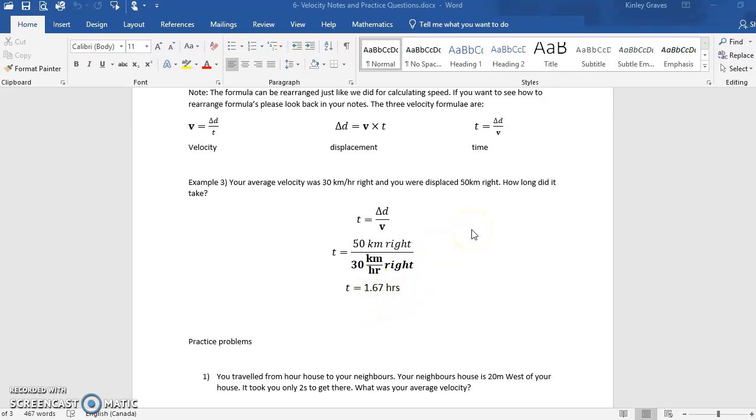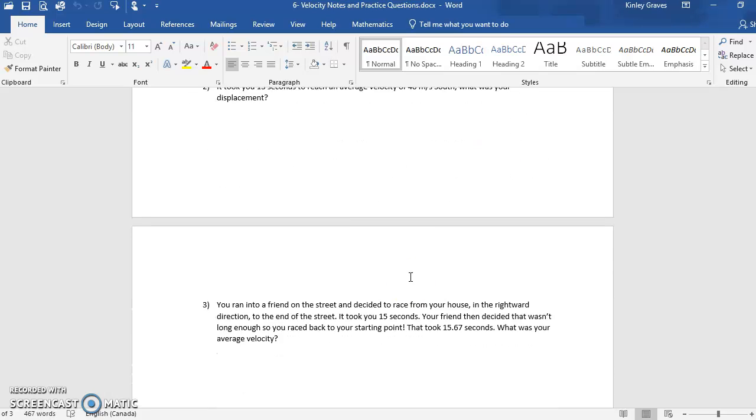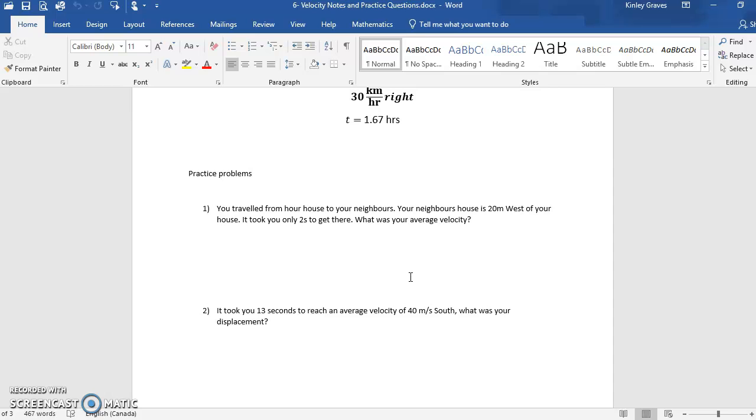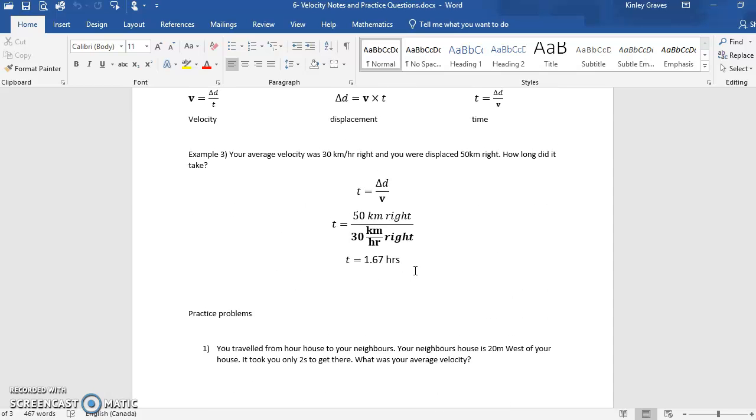So those are a couple examples of how to do velocity questions. If you have any questions about that, make sure that you're doing our practice problems here, and the key has been posted as well. Finish our practice problems before you take a look at the answer key. And if there's any questions, please let me know.